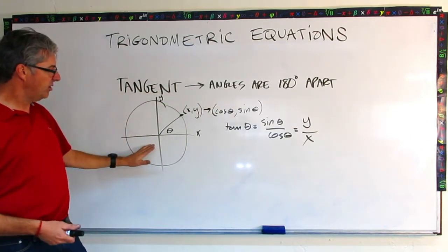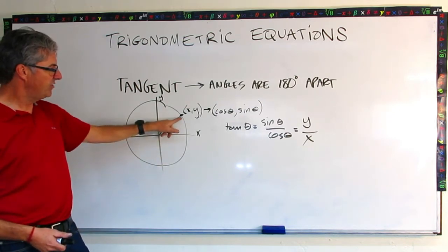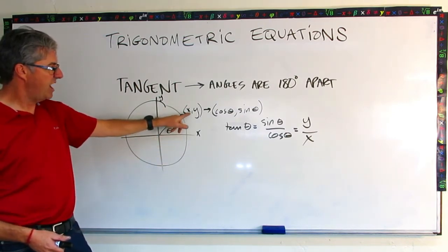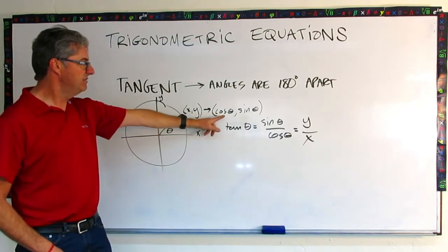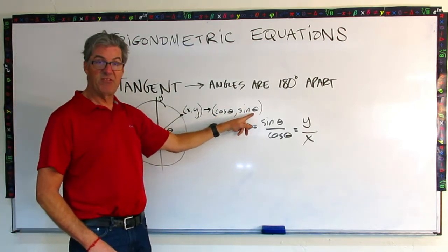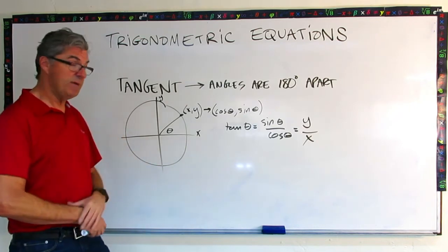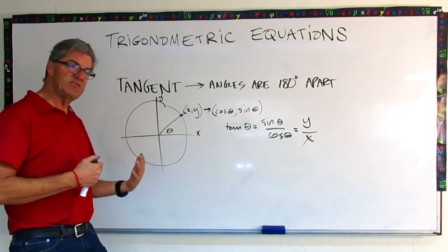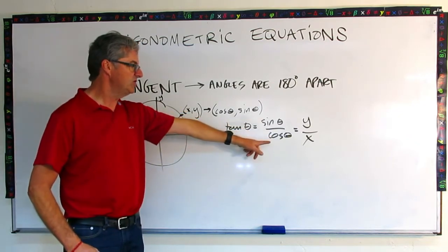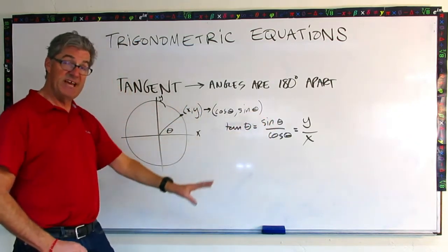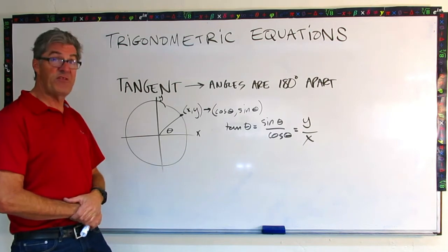So here's my unit circle with my theta, and we know that the coordinates of this point are x and y, and then we know that x is cosine theta and y is sine theta. So this is the basics that we've been using quite a bit in this unit. And then a few lessons back, we showed that tan theta is sine theta over cosine theta. This is a trigonometric identity that's always true for any theta.